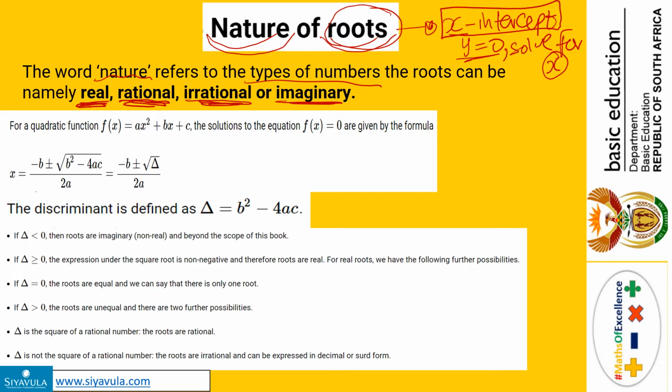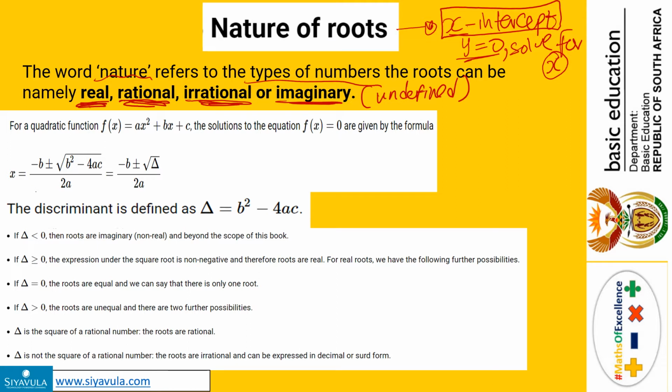Our roots can be real. That's their nature. Our roots can be rational, and our roots can be irrational or imaginary. In other words, they can be undefined, right? That is what we mean when we say irrational or imaginary. We mean our roots can also be called undefined or unknown. So that is their nature. That is what we call the nature of the roots. So I hope you understood that.